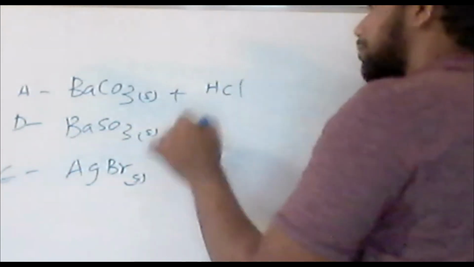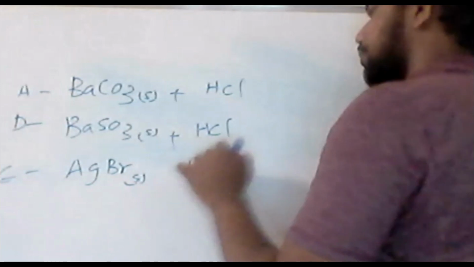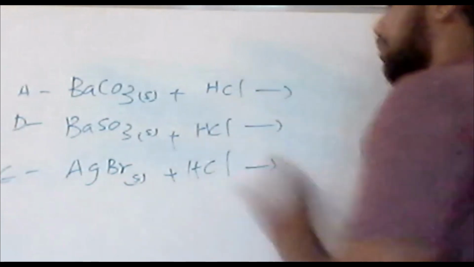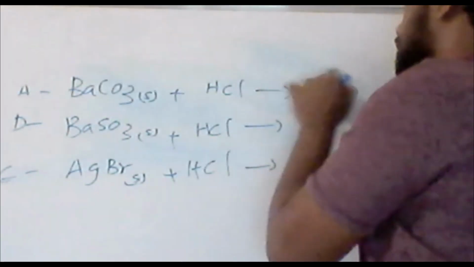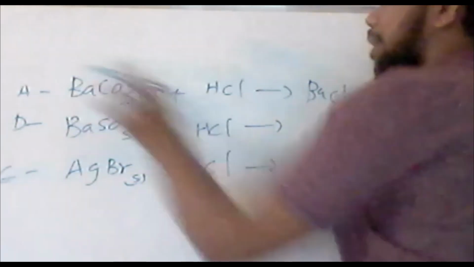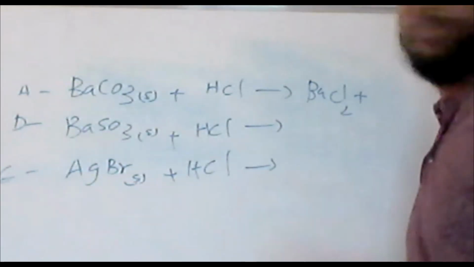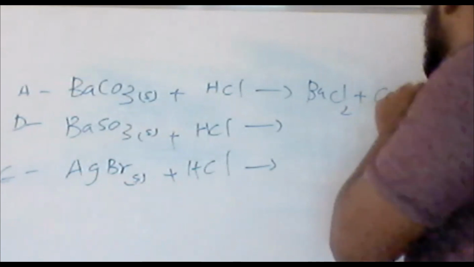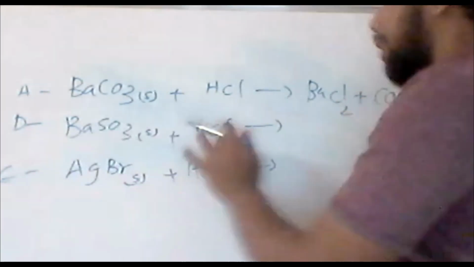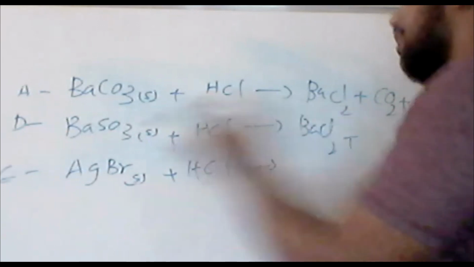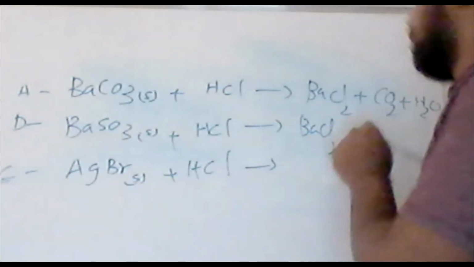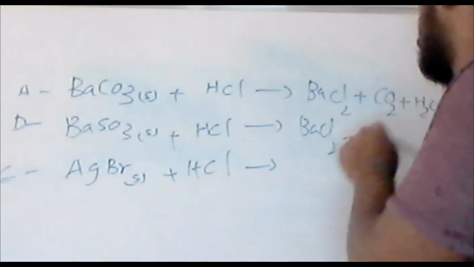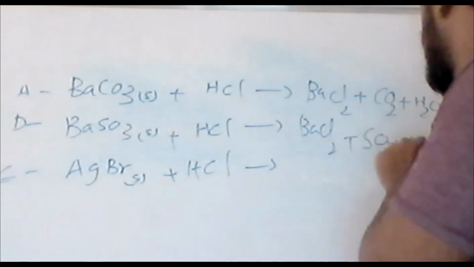So you add HCl. What is going to happen here? That is what they ask you. When you add these two, barium chloride is formed, and carbonate, CO3 2-, with H+ gives carbon dioxide and water. And again barium chloride, SO3 2- with H+. We have already seen these are the anions that give gases with acid. So this should be SO2 and water.